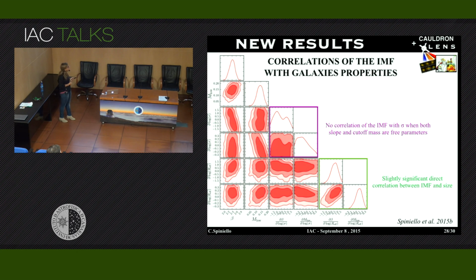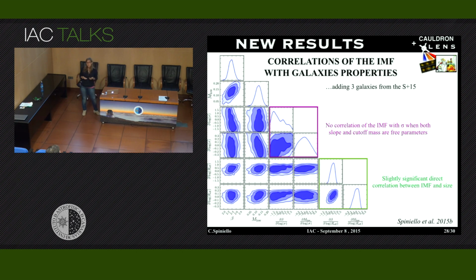And again, we did some tests, and we thought it could be effective radius, or, you know, some sort of concentration parameter. So we tried to study the variation of the IMF slope with effective radius and the cutoff mass with effective radius. And indeed, we find a slightly significant direct correlation, in the sense that bigger galaxies have a bottom-heavier IMF.